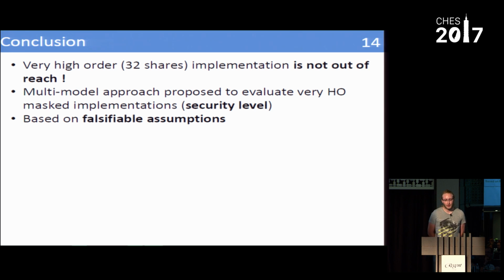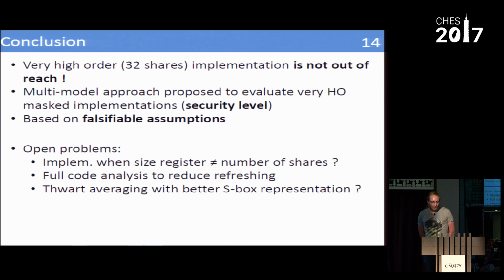All this model is based on falsifiable assumptions. And as open problems, in terms of the implementation, we have not looked at the case when the size of the register is different from the number of shares. So potentially there is something to do here because the rotation will not be for free. So we have to look at that.